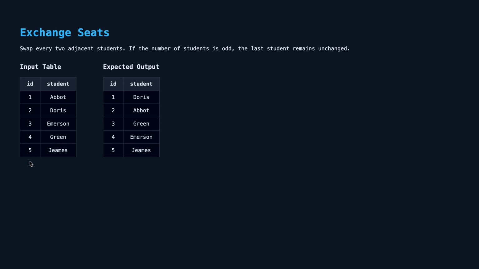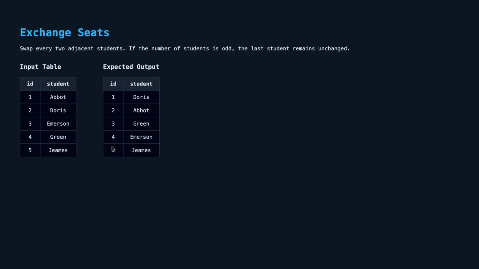So let's understand this with the help of an example. Over here we have 5 students. Seat 1 contains Abbott, seat 2 contains Doris, seat 3 contains Emerson, seat 4 contains Green, and seat 5 contains James. Now after performing the seat exchange, Abbott and Doris swap their seats. So Doris moves to seat 1 and Abbott moves to seat 2. Next, Emerson and Green swap seats. So Green moves to seat 3 and Emerson moves to seat 4.